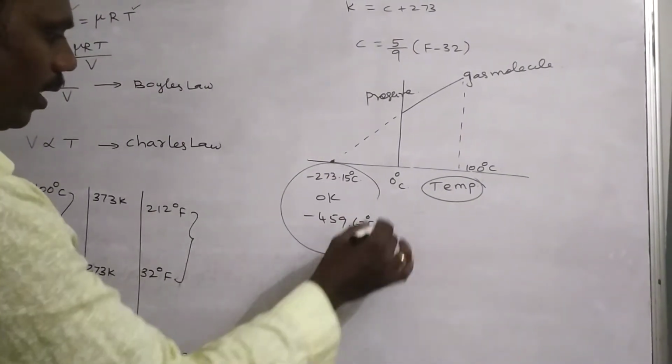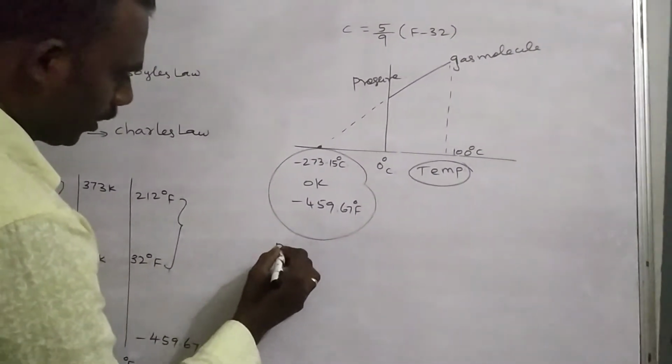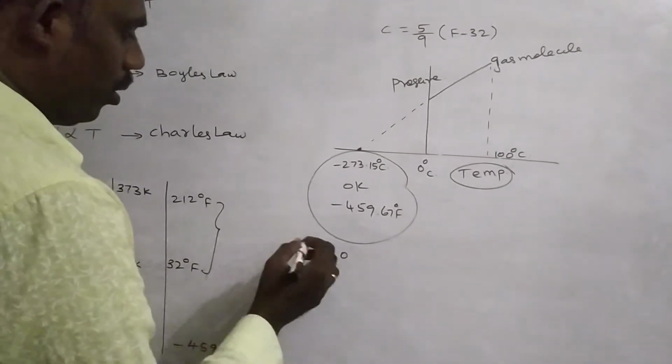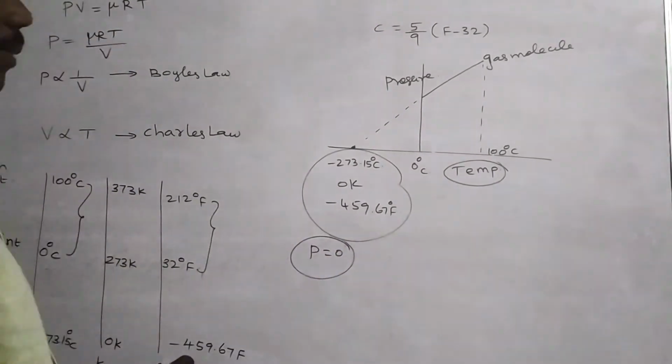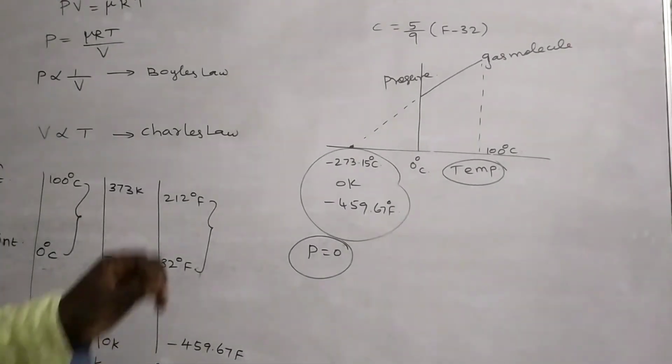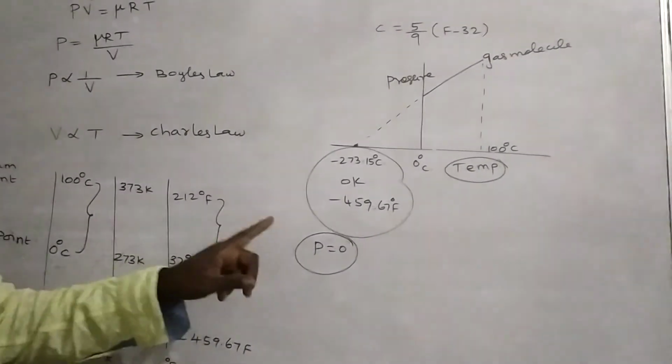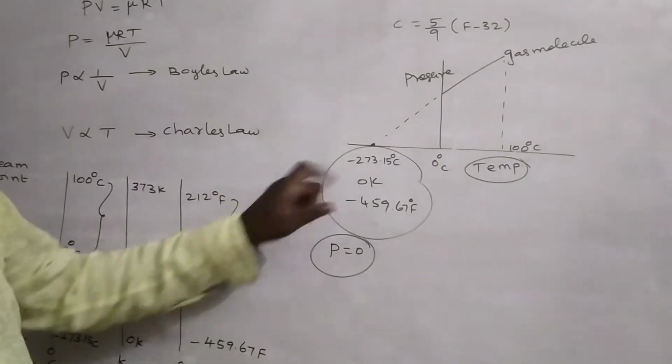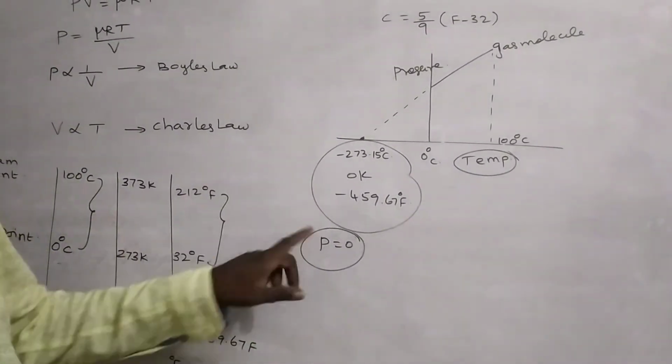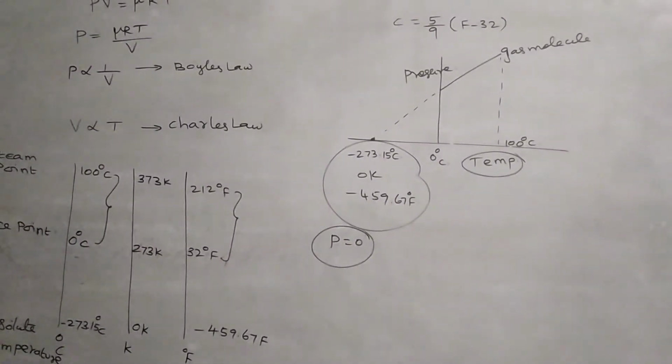So what is meant by absolute temperature? The pressure of the gas molecule is 0 at a particular temperature. That temperature is called absolute temperature.